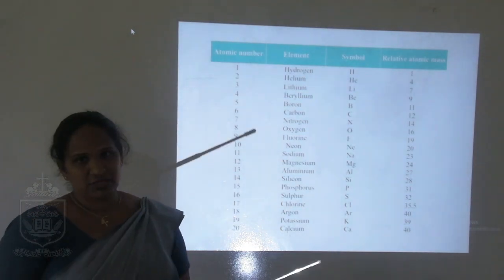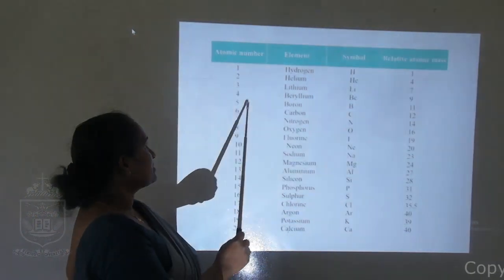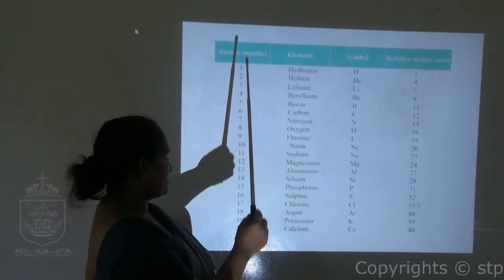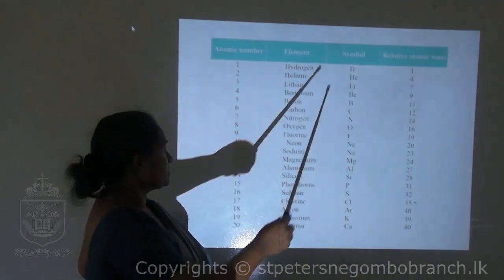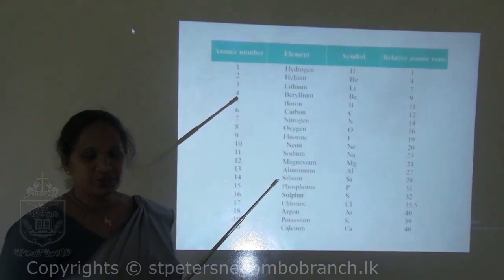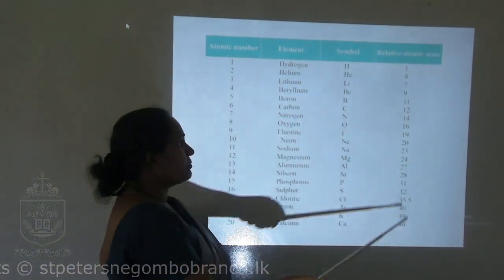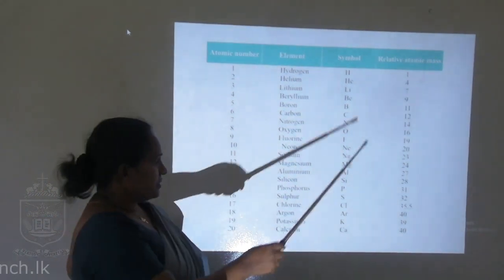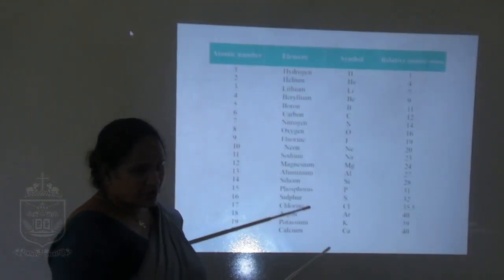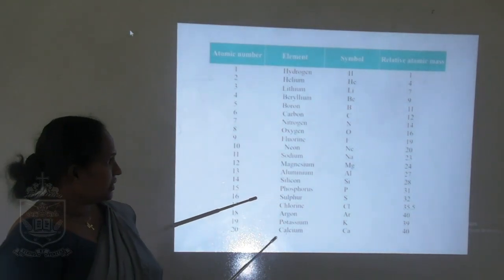In the questions they will be given. These three you should know: atomic numbers of the first 20 elements in order, and the symbols of them. But the relative atomic masses will be given in the questions. This is in your textbook also, you can see, right?